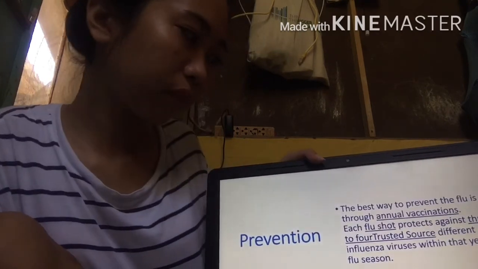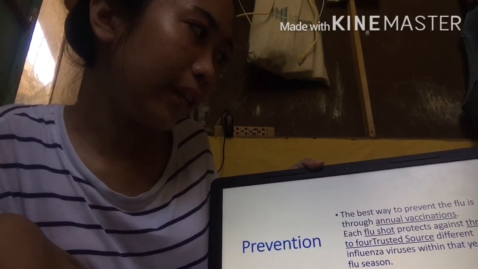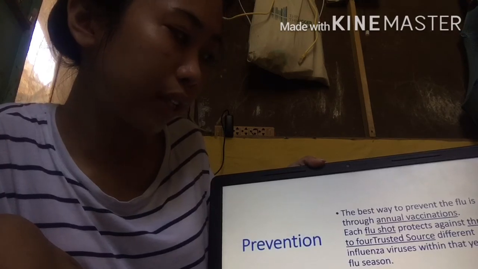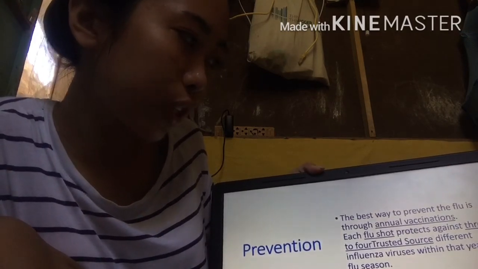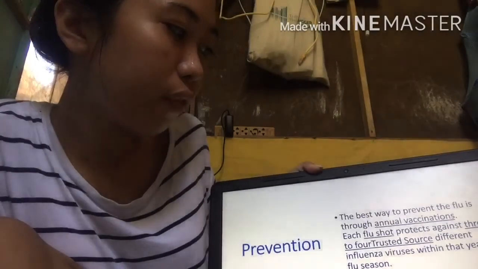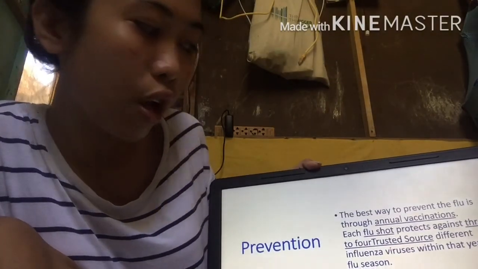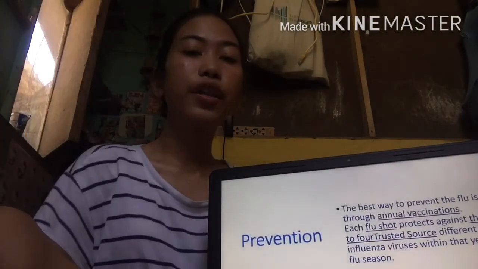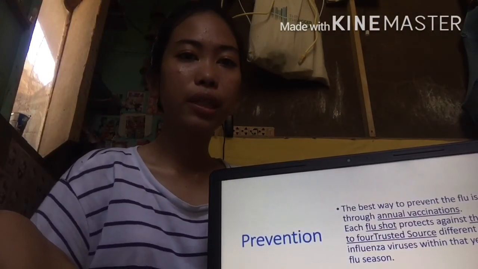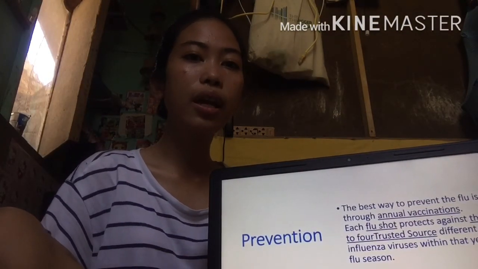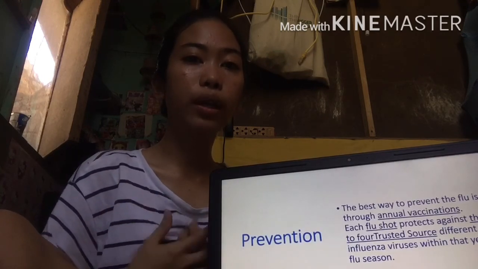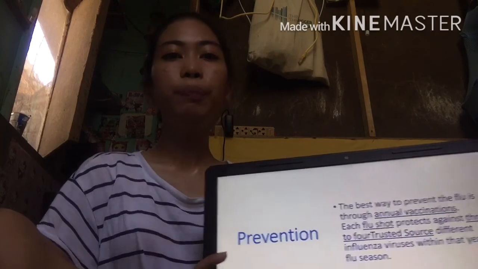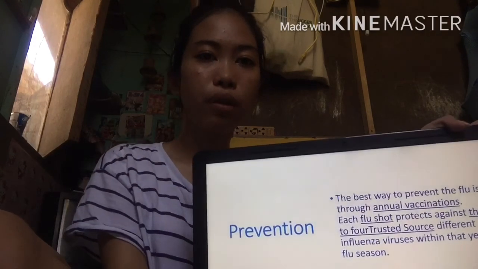The best way to prevent the flu is through annual vaccination. Each shot protects against 3 to 4 different influenza viruses within the year's flu season. Another way of preventing the virus is by washing hands, avoiding crowded places, and always going to a clean environment. That concludes my report about the influenza virus.